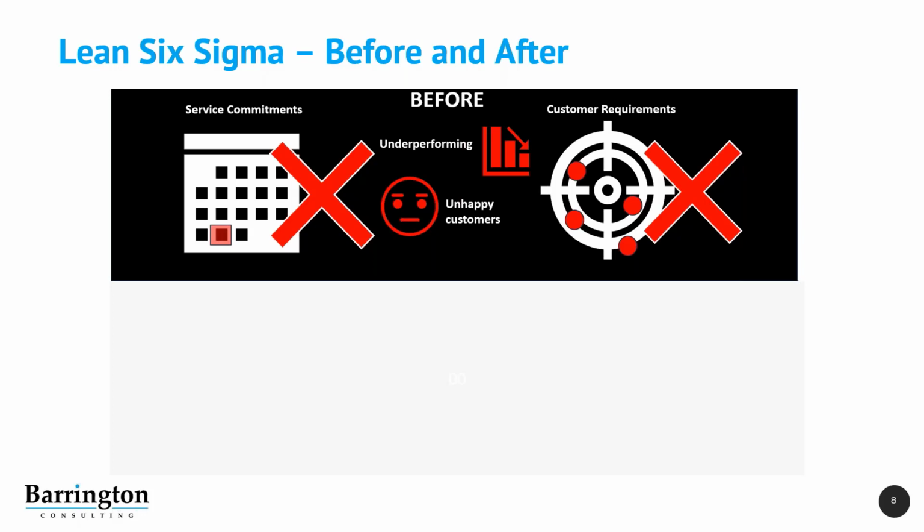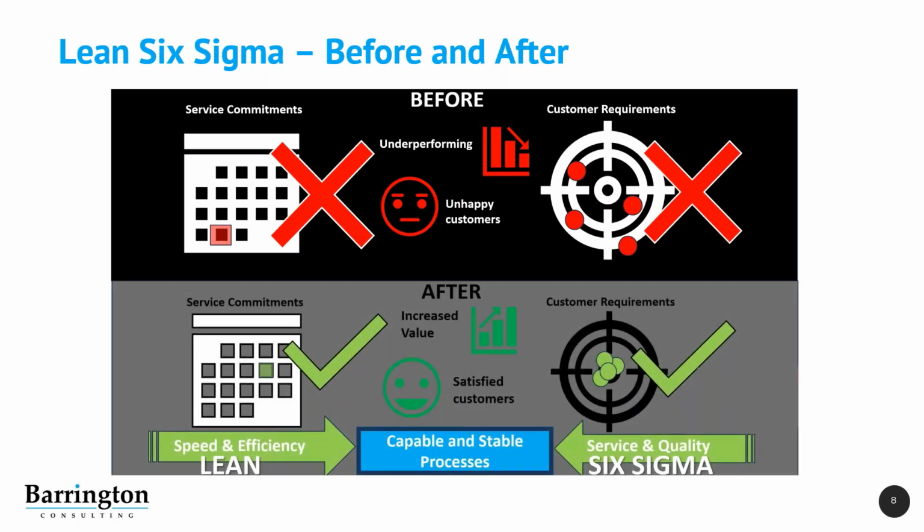In an organization that has adopted Lean Six Sigma, these usually trigger the use of a project so that we can look to alleviate that problem. After that project is complete, what we would expect to see is that we're faster and more efficient, so we'd be able to better meet our service commitments. That's where Lean comes in. And we've reduced our variability, so our quality has increased. Our ability to meet our customer requirements is much tighter on our target. This, of course, leads to satisfied customers and overall increased value for the customer.